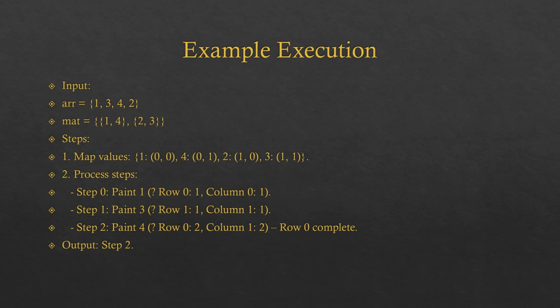In step 0, we paint cell 1 at position 0,0. Then we paint cell 3 at position 1,1, followed by painting cell 4 at position 0,1. Row 0 is now completely painted. The output is step 2.